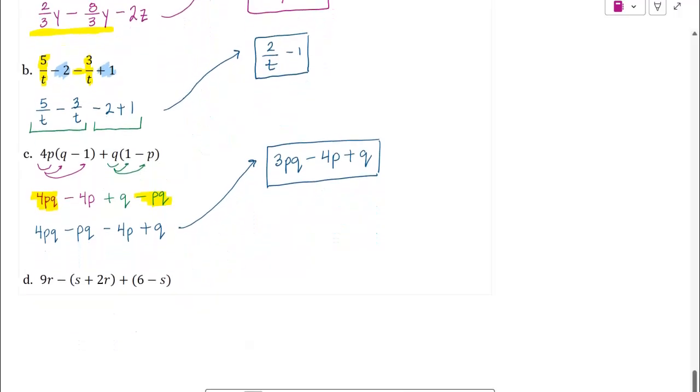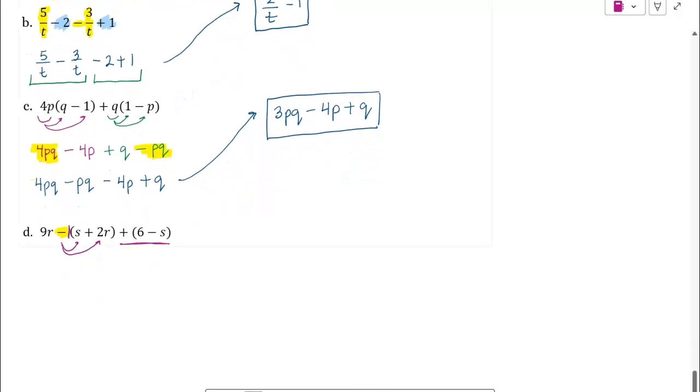And then for this last problem, we have to distribute this negative sign. It's like there's a -1 hanging out in front. That negative needs to distribute to both of these items. Over here, we've got a plus sign, so that's not going to be too difficult. We can just kind of get rid of the parentheses there. So I've got 9r minus s minus 2r. Again, I'm distributing a -1 to both items in those parentheses. And then plus 6 minus s.